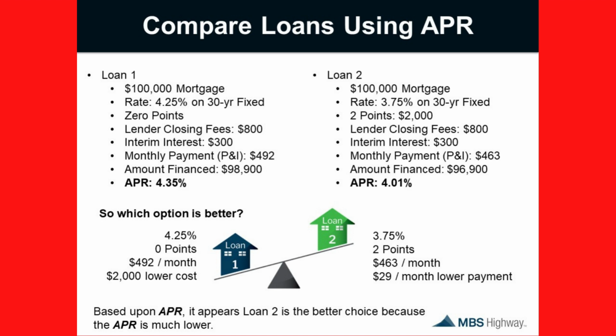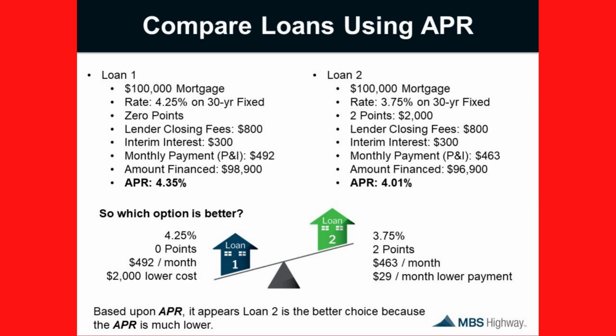That would result in a principal and interest monthly payment of $463. And doing the calculation for amount financed, which we did shortly ago, that would give you an amount financed of $96,900 versus $98,900 because of the additional $2,000 you had to give the lender in points. Now, looking at the APR, on loan 2 the APR is 4.01%. On loan 1, the APR is 4.35%. So clearly, that screams that loan 2 is the better option. Hands down, we've got to go with loan 2, right? Just makes sense. Not so quick.